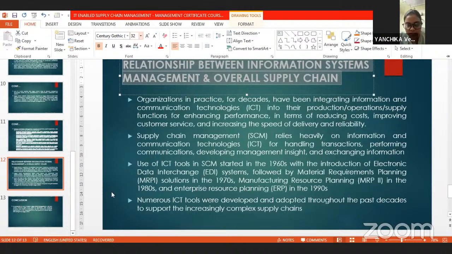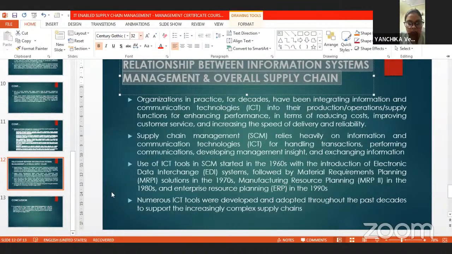Supply chain management, SCM, relies heavily on information and communication technology, ICT, for handling transactions, performing communication, developing management insight, and exchanging information. Use of ICT tools in SCM started in the 1960s with the introduction of electronic data interchange, EDI, system, followed by material requirement planning, MRP1, solution in the 1970s.